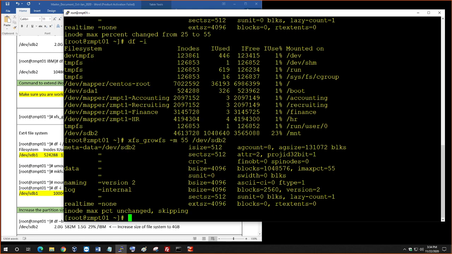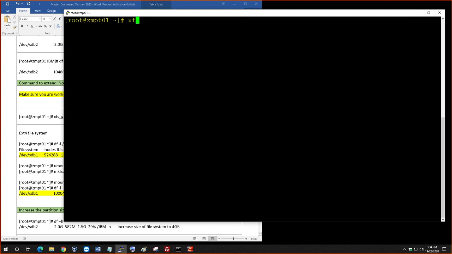Okay, so now there is one more command that I got from Red Hat. It's called xfs_db. You're checking the XFS database here. xfs_db, okay, -f -c sb.